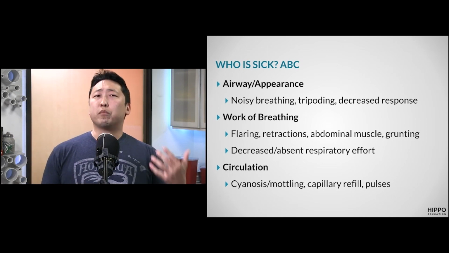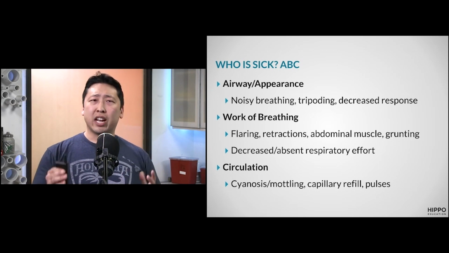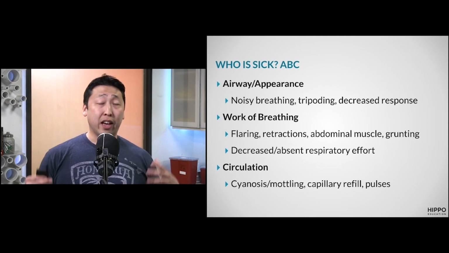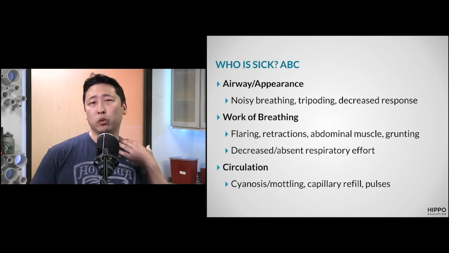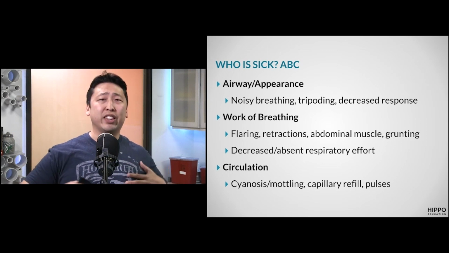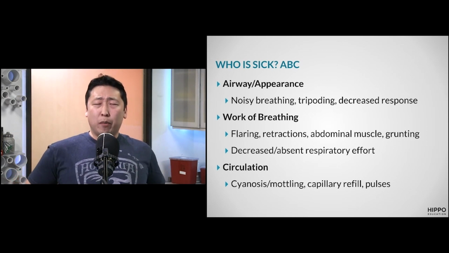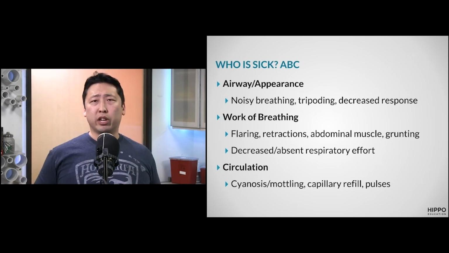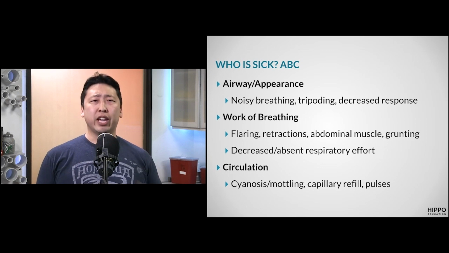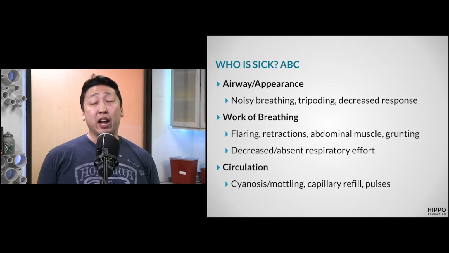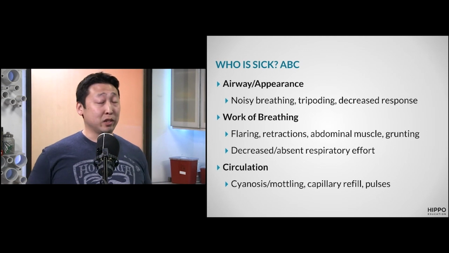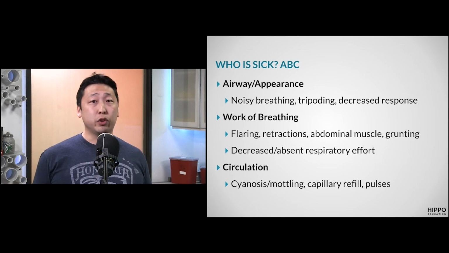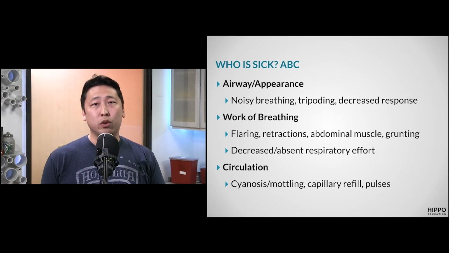B is for work of breathing. These are clinical signs that you need to really be aware of and attuned to, from young children all the way to adults. Do they have nasal flaring when they're breathing? Do they have retractions, like supraclavicular retractions? Are they having intercostal retractions? Do they have paradoxical abdominal muscle and chest wall movement because they're trying to recruit more work into breathing? Are they grunting? Do they have a decreased or absent respiratory effort? Because you can tire out. It's your muscles that help you breathe. It's just like exercising: you do too much work, you can actually fatigue and get tired out, and you're not taking adequate respiratory breaths.